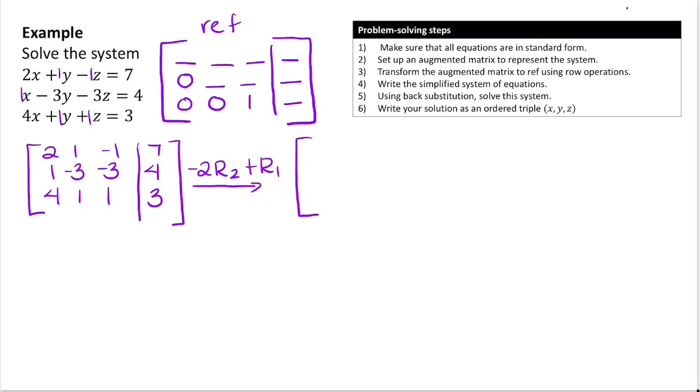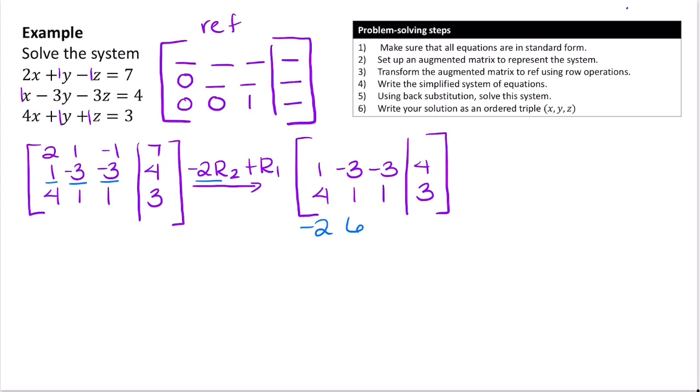Okay, so when I do this, row 1 is going to change, so I'm going to copy down row 2 and row 3 because they're going to stay the same. So 4, 1, 1, 3. Okay, let's think about now what -2r2 will look like. So 1 times -2 is -2. -3 times -2 is 6.